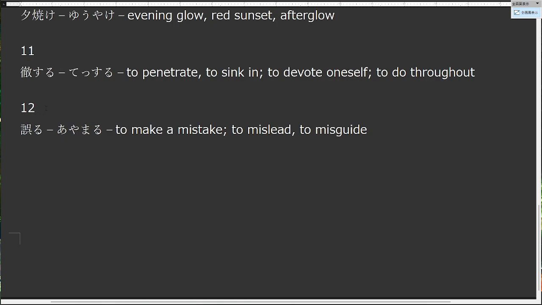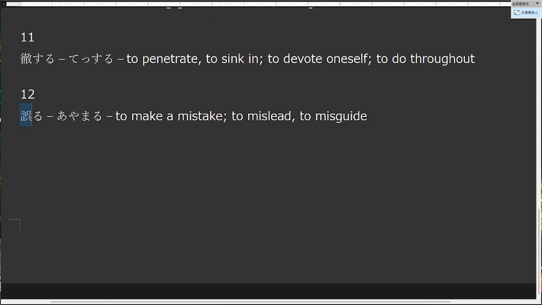Finally, number 12 is ayamaru, from the kanji ayamari, to make a mistake. Ayamaru is the verb for making a mistake, but it can also mean misleading someone or misguiding them. Ayamaru is our verb for making a mistake. I use this same kanji every day in my lists of mistakes that I've made in the kanji flashcards, so this one's pretty familiar to me.